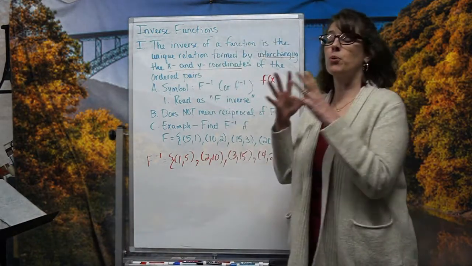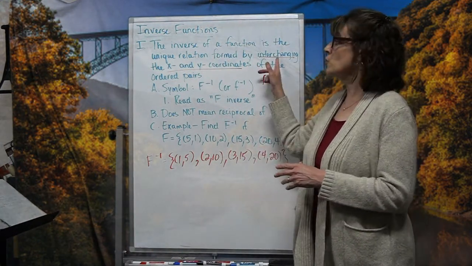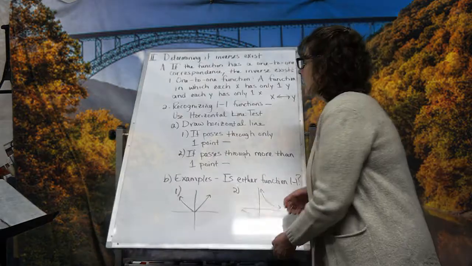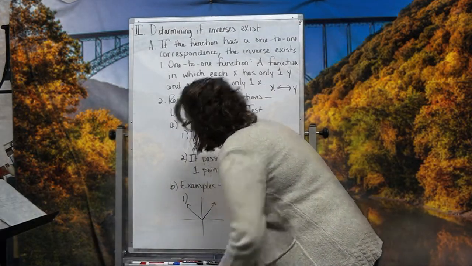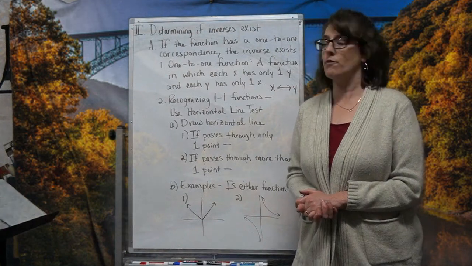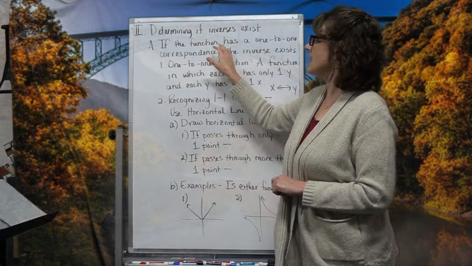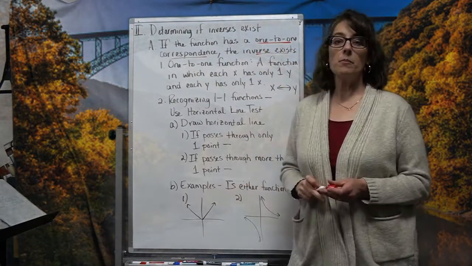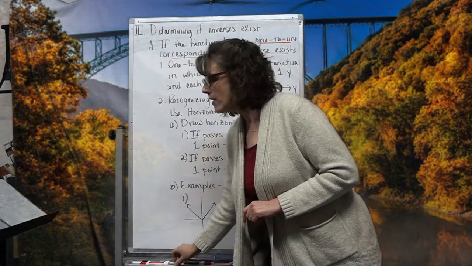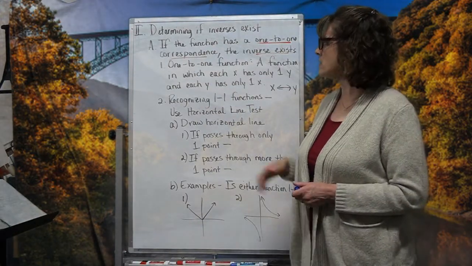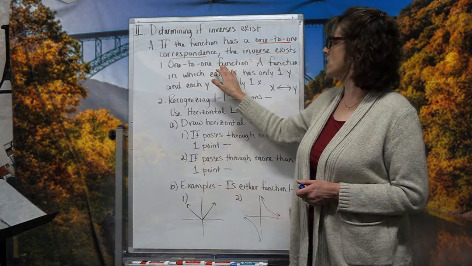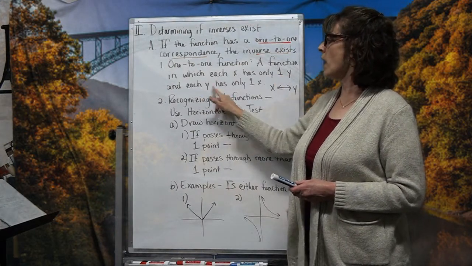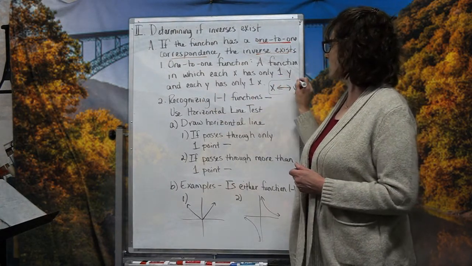Like I said, the premise of everything we're going to talk about in this lesson is to interchange the x and the y coordinates. So now let's figure out how we determine if we have an inverse. If your function has a 1-to-1 correspondence, then that inverse exists. So what is a 1-to-1 correspondence? It is a function in which each x has only one y and each y has only one x, looking like this right here.